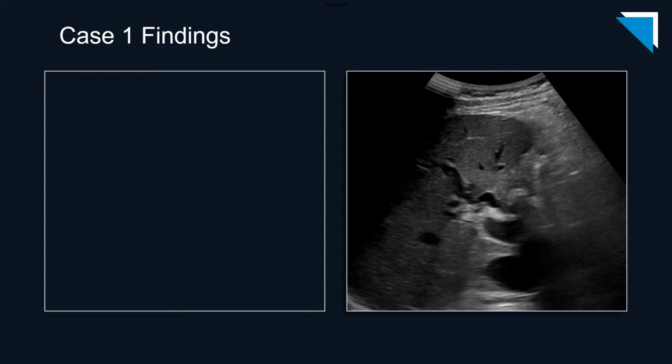Okay, let's review the findings together on this transverse grayscale image from the ultrasound study. We have a large gallstone in the gallbladder neck, with adjacent biliary ductal dilatation.